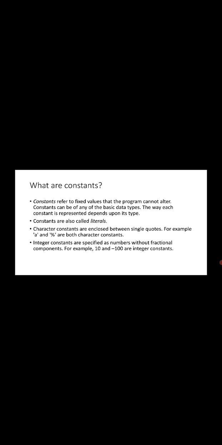Firstly, let us know what are constants. Constants refer to fixed values that the program can't alter. Constants can be of any of the basic data types such as integer, float, character, double, etc. The way each constant is represented depends upon its type. In simpler terms, we can say a value which cannot change during the execution of the program is called a constant.